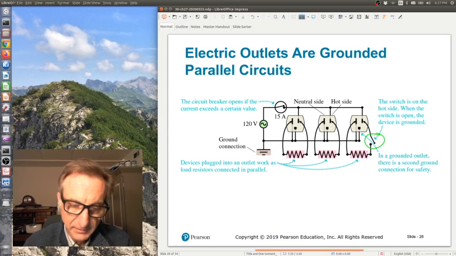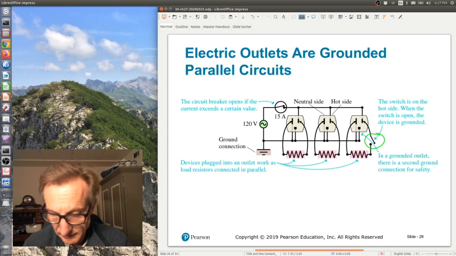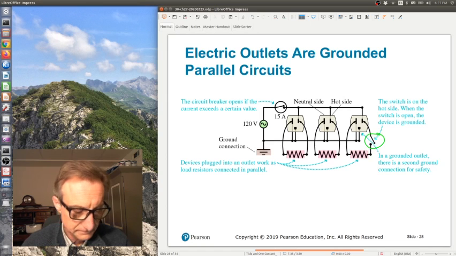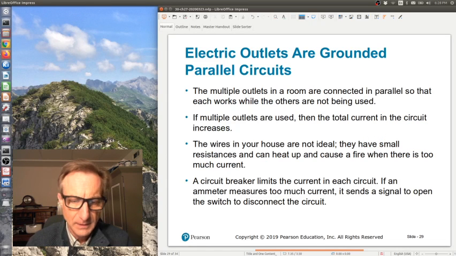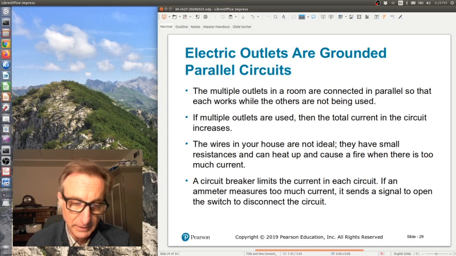Switches, such as this one right here, are usually located either in the wall for a light switch, for example, or in the device itself, an on-off switch in the case of a microwave oven, for example. The reason that electrical outlets are connected in parallel is so that one can be used while the others are not being used. If they were all in series, then it would require that they all have their switches closed so that current would flow through the entire circuit. But connected in parallel allows us to operate devices independently of one another.